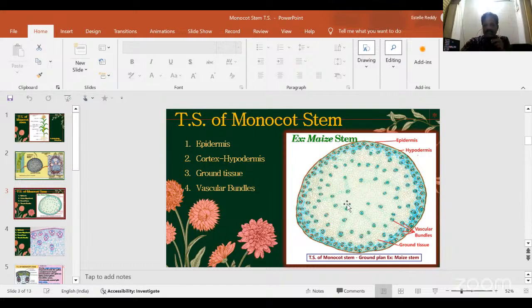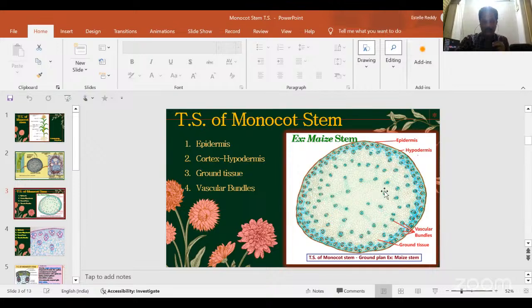If you see the monocot stem like maize stem, the number of vascular bundles is numerous, countless, more in number. The arrangement is irregular. You can see they are scattered irregularly. Such type of arrangement of vascular bundles in stele is called atactostele.